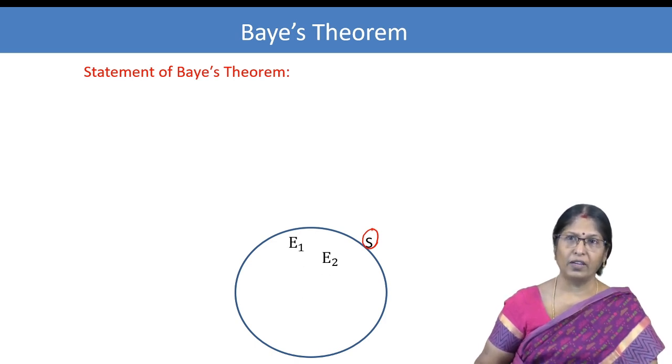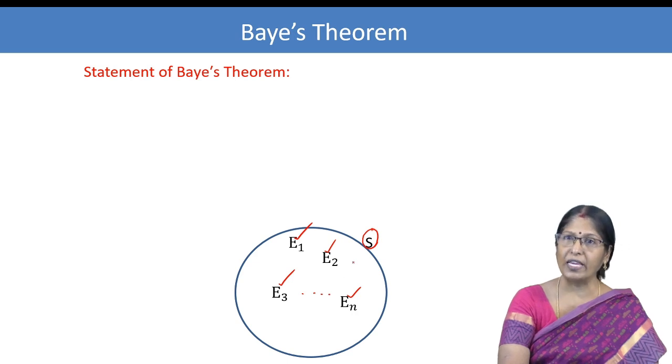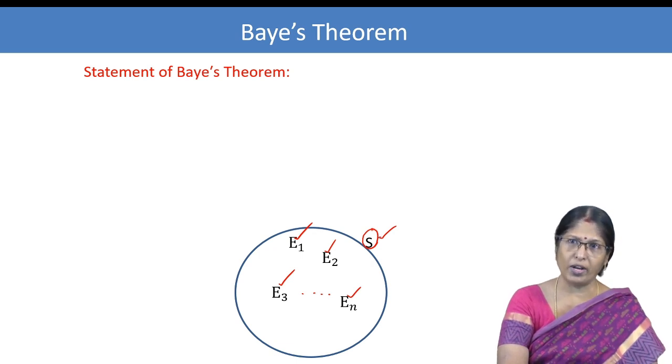E1, E2, E3, and so on up to En. These are the events which are included in this sample space. The sample space is nothing but a big set, all the outcomes which are included in it.